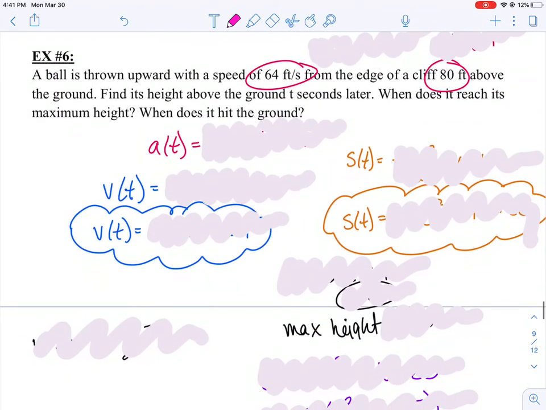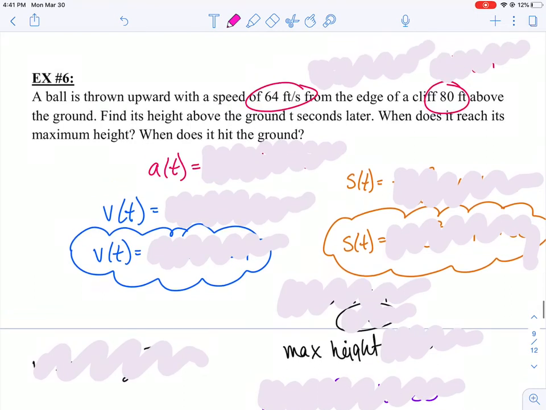All right, let's do another one. Here's our last example in 4-9. Example number 6 says, a ball is thrown upward with a speed of 64 feet per second. A speed of 64 feet per second at the very beginning. Isn't that kind of like an initial velocity? So can I really say that when t equals 0, my velocity is 64 feet per second? So that's an initial condition we might need to use later.